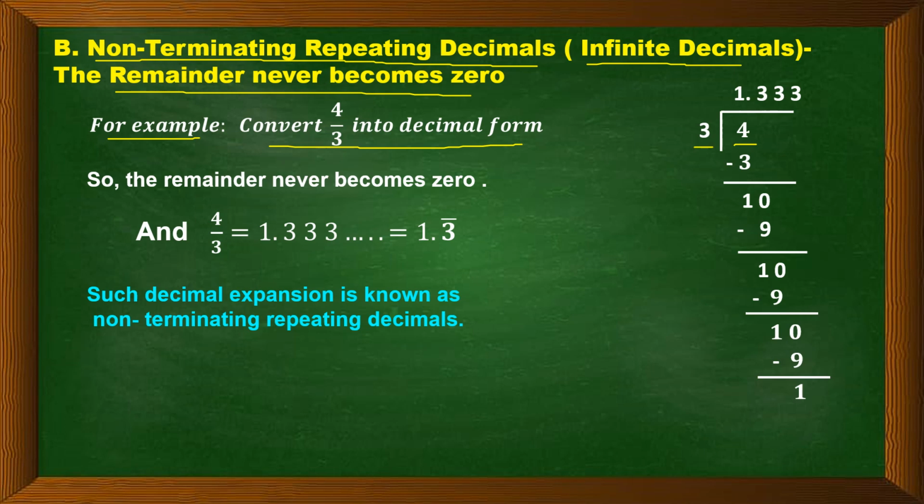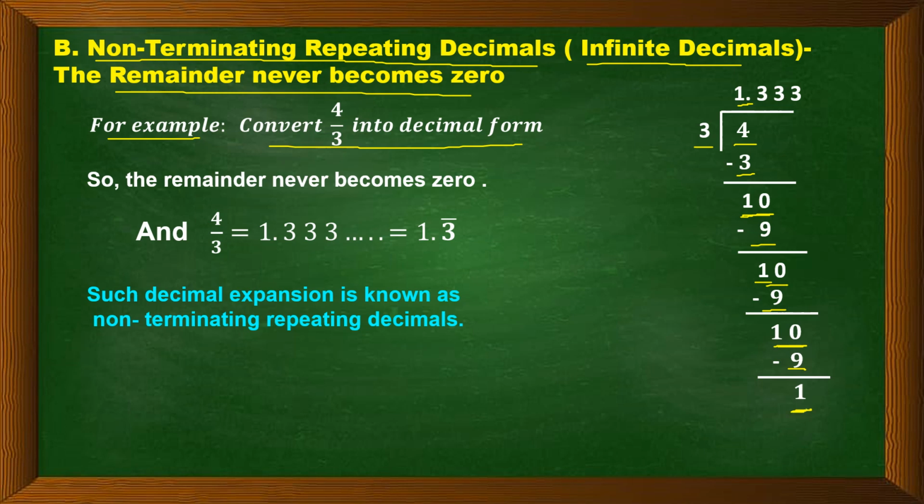Now 3 into 1 is 3, 4 minus 3 is 1. Now since 1 is less than 3, we shall have a decimal point and have a 0 next to 1. So now the number becomes 10. 3 into 3 is 9. 10 minus 9 is 1. Again we shall keep a 0. 10. Now 3 into 3 is 9. 10 minus 9 is 1. Again keep a 0. It will become 10. 3 into 3 is 9. 10 minus 9 is 1. So again we are getting 1.